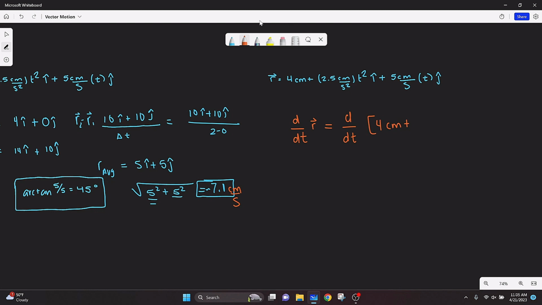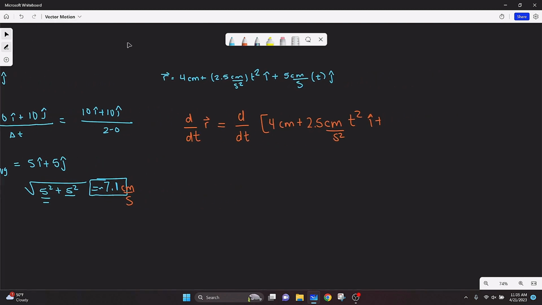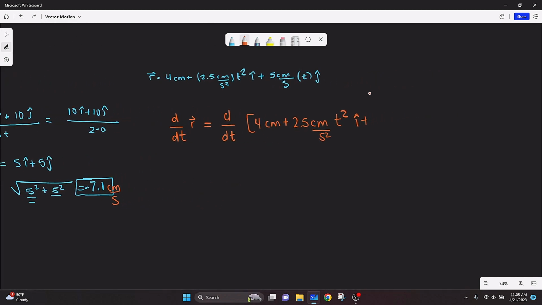4 centimeters plus 2.5 centimeters per second squared, t squared, I hat plus 5 centimeters per second t j hat.